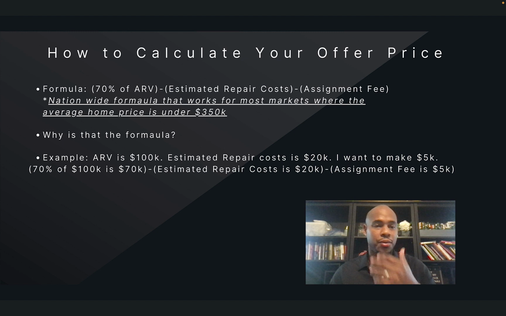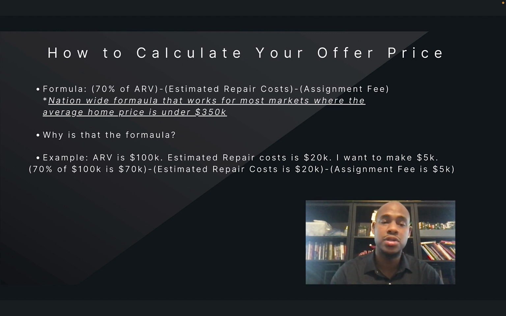So let's give an example, okay? Your ARV is $100,000. Your estimated repair cost is $20,000, and you want to make $5,000 on that deal, right? You've got the two numbers, ARV and estimated repair costs, and you have your profit. It's already built into the formula.